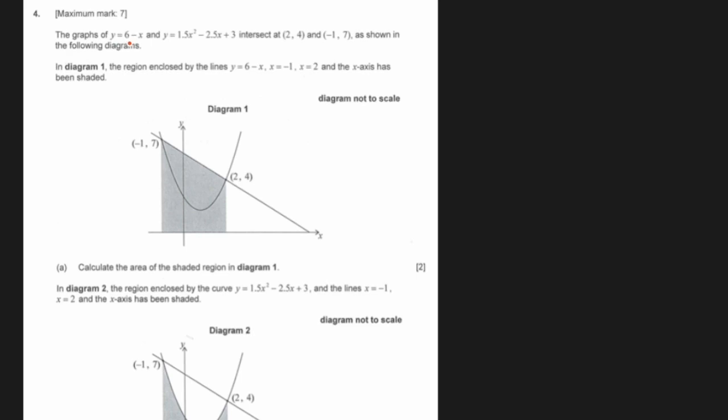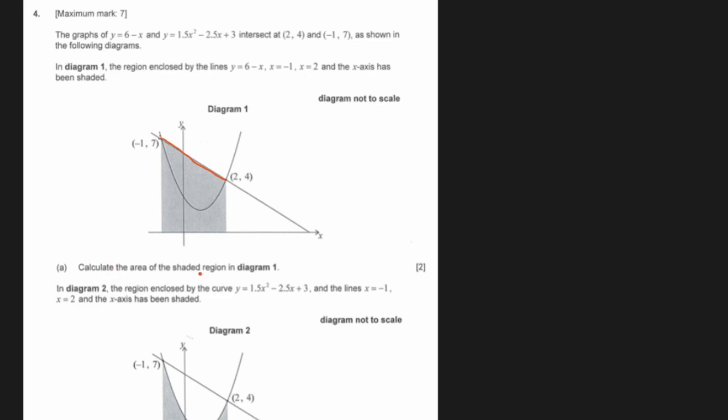The graph of y equal to 6 minus x. Okay, 6 minus x is this straight line, and y equal to this curve is a quadratic parabola. They intersect at 2, 4 and negative 1, 7 as shown. The region enclosed by the shaded region they're talking about: x equal to minus 1, minus 1 is the coordinate here, so this is the line they're talking about, x equal to 2 and the x-axis. This is what is enclosing the shaded part.